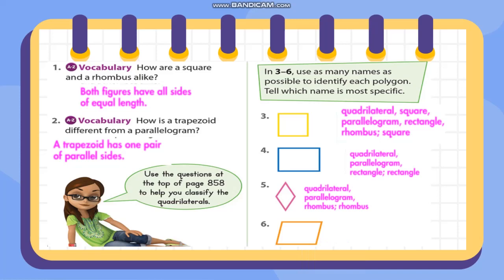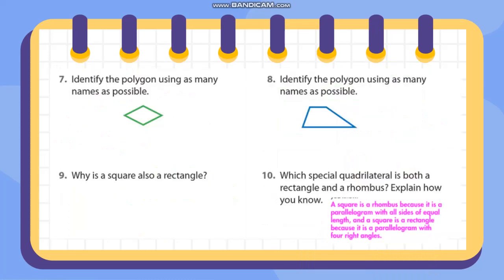Okay, and next is what we call a parallelogram, and a parallelogram is in the family of quadrilateral. When we say parallelogram, two pairs of parallel sides. Let me continue. Question number 7. Identify the polygon using as many names as possible.